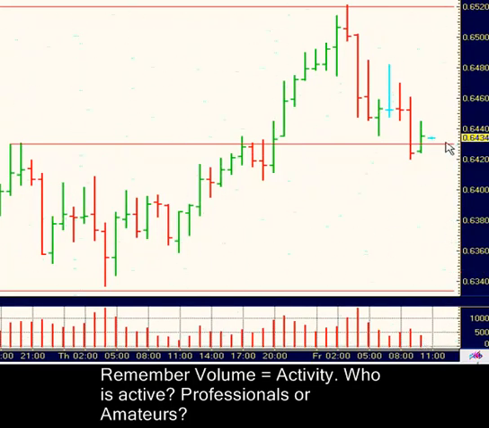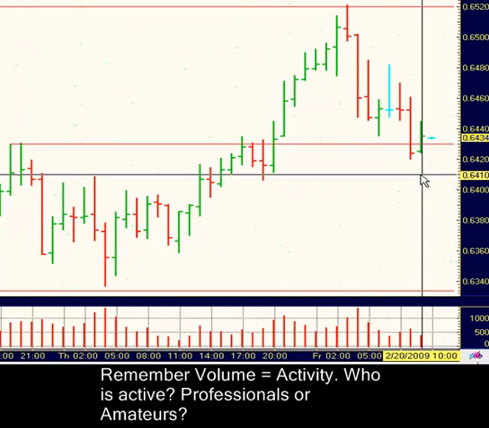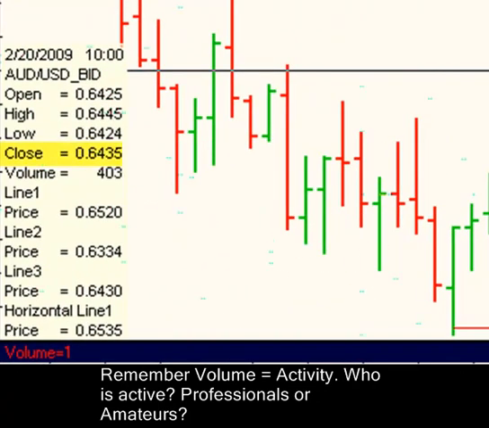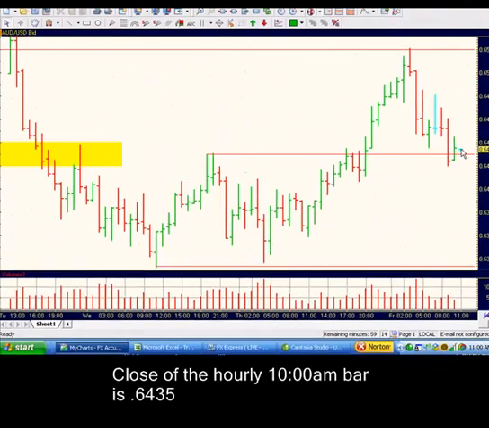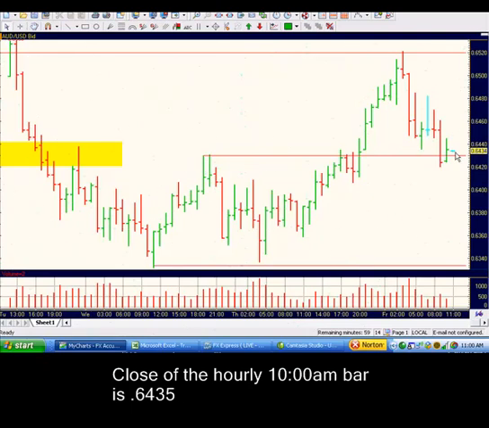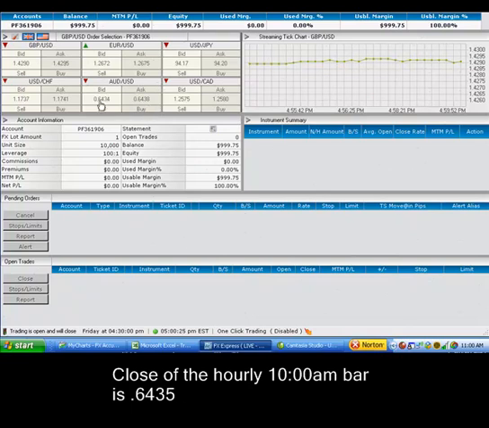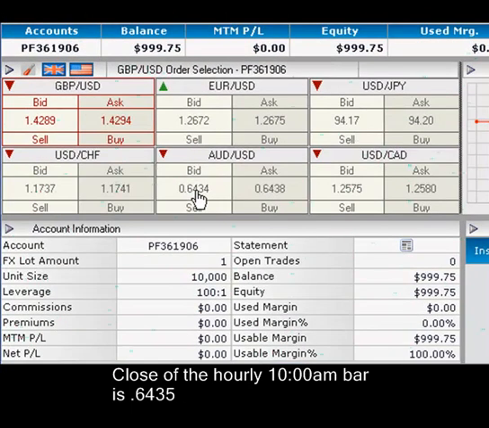Now we've just gone over to the new bar. So what I'm going to do now is take a trade here. I want to sell the Aussie. The close of that bar is 64.35, so I want to get a sell at 64.35 or better. Let me go to my trade station. I'm looking to sell at 64.35.